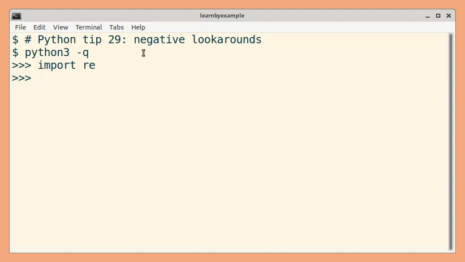In this tip, we'll see examples for negative lookarounds in regular expressions. These assertions are also known as zero-width patterns because they help to add a condition without consuming characters. First, let us see an example for look ahead.